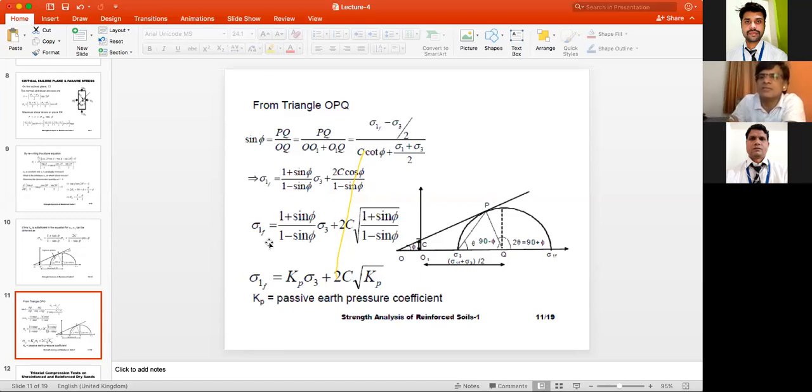The deviator stress at failure is equal to (1 plus sin phi by 1 minus sin phi) sigma 3 plus 2c under root of (1 plus sin phi by 1 minus sin phi). This 1 plus sin phi by 1 minus sin phi we call the passive earth pressure coefficient, that is Kp. If you rewrite this equation, sigma 1F is equal to Kp times sigma 3 plus 2c times under root Kp. This Kp we also call N phi, where Kp is the passive earth pressure coefficient.